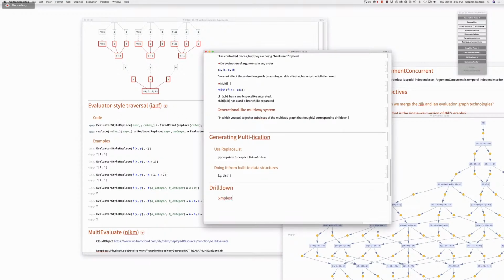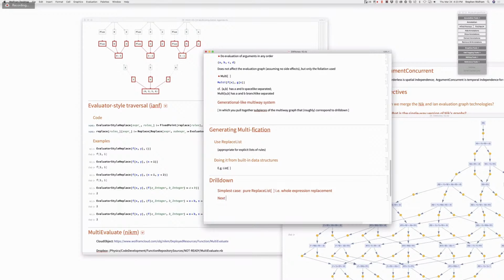So look, drill down. Simplest case, pure replace list, i.e. whole expression replacement. Okay. Next case, some form of drill down or sandwich.